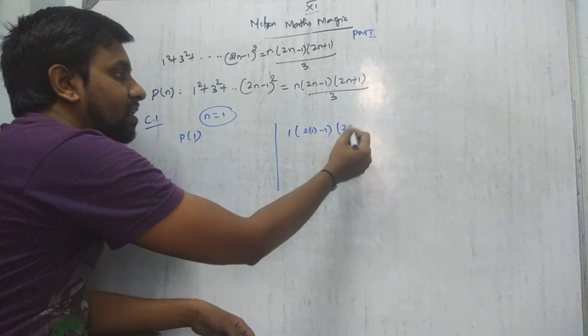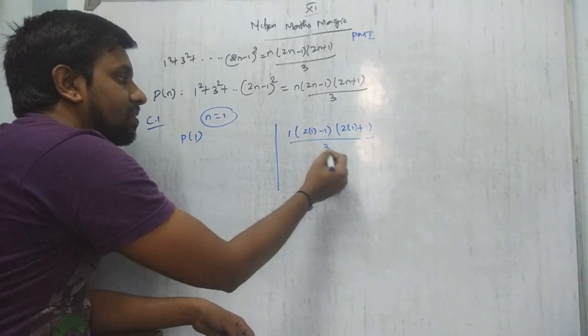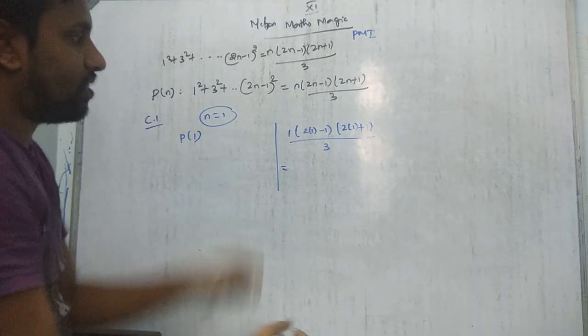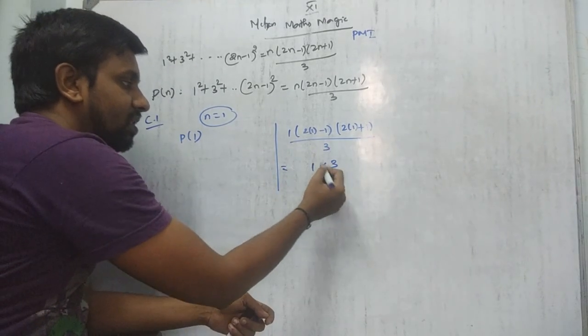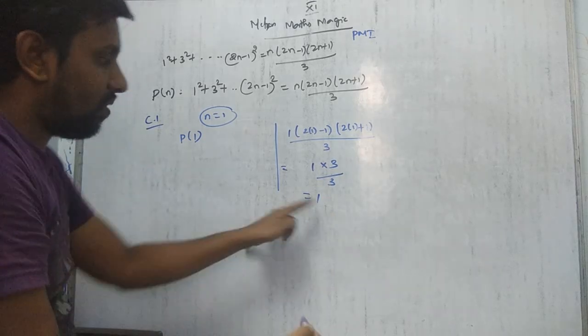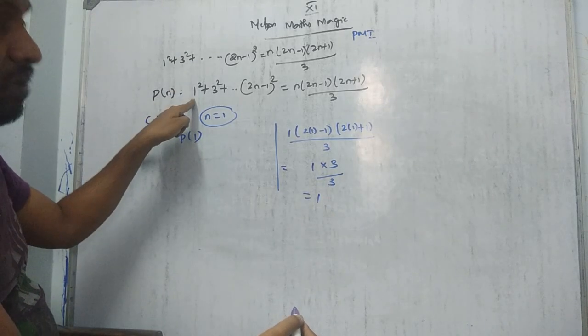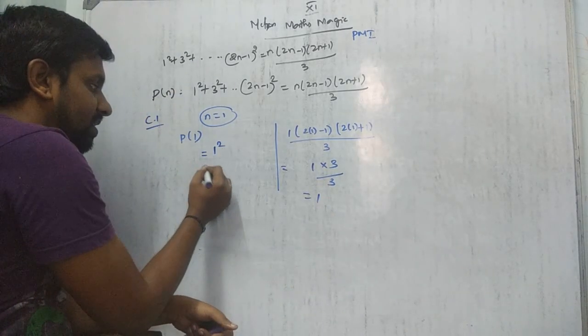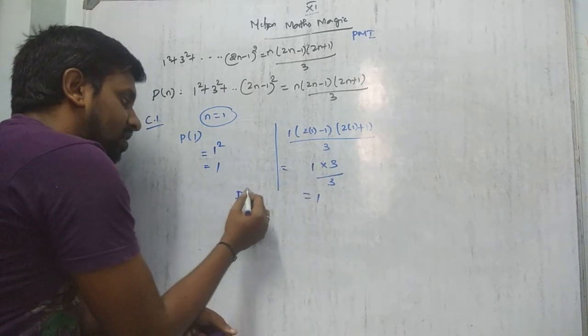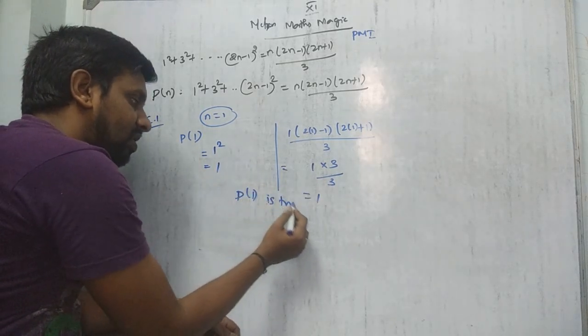Wherever n comes, 1. So I got 2 minus 1, 1. This is 3 upon 3. I got 1. And the 1 is the first term, look. 1 squared gives 1. So 1 squared, what is the answer? 1. Here also 1, here also 1. So you should write P of 1 is true.